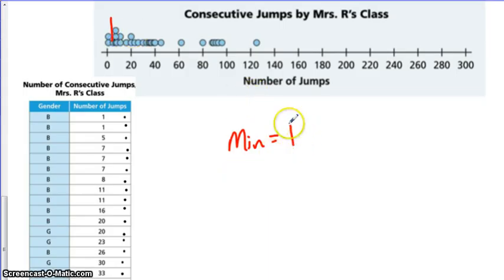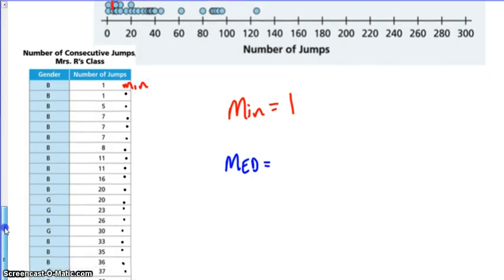Now that is the minimum. The next thing I'm going to look for is the median. And why the median? Because in order to find the upper and lower quartile, I need to find the median. That way it separates my data in half. So that one's the minimum, and now let's find the median.